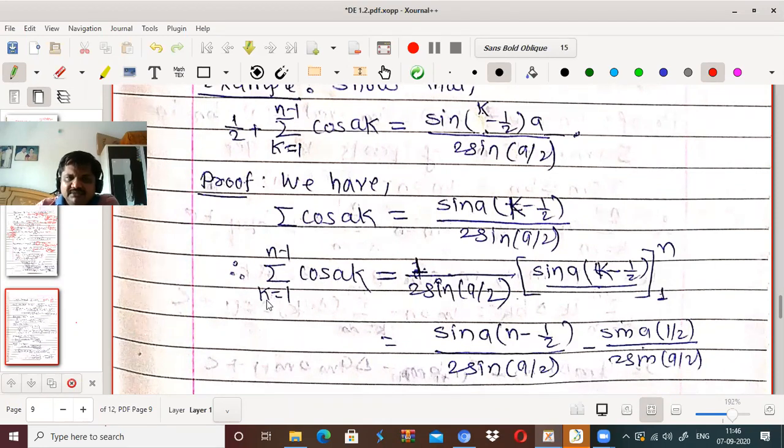And therefore, summation from k equal to 1 to n minus 1 of cos ak is equal to 1 upon 2 sin a by 2. As it is a constant term, it will remain as is. And in this, you just make it sin a(k minus 1 by 2) from 1 to n. The upper limit will be n, and the lower limit remains as it is. Now put the 1 by 2 sin a by 2 as it is.